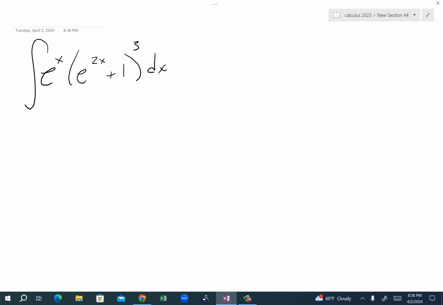Now, what do you got here? Well, I think it's a substitution problem. So u equals e to the 2x plus 1. Okay. If that's true, then what is du? It's 2 e to the 2x dx. Is that right? Okay. I kind of dig that, I think. I think I like that. We'll find out, I guess.